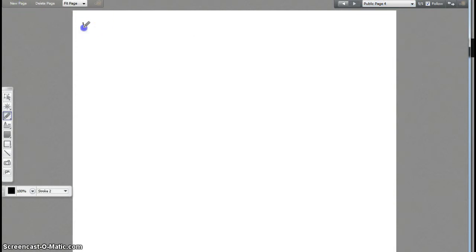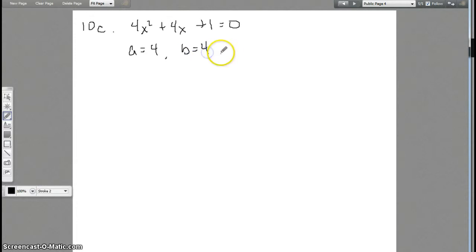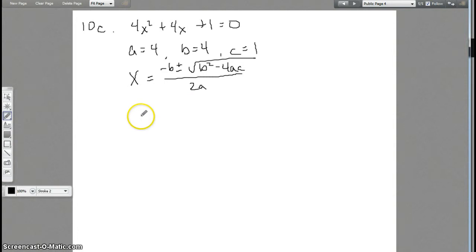Now let's get another new page and look at number 10C. Number 10C, the equation was 4x squared plus 4x plus 1 equals 0. So our A is 4, our B is 4, and our C is 1. So let's plug those into our formula. We have x equals negative b plus or minus the square root of b squared minus 4ac all over 2a. So we'll plug our values in. Our negative b is negative 4 plus or minus the square root of b squared minus 4ac.